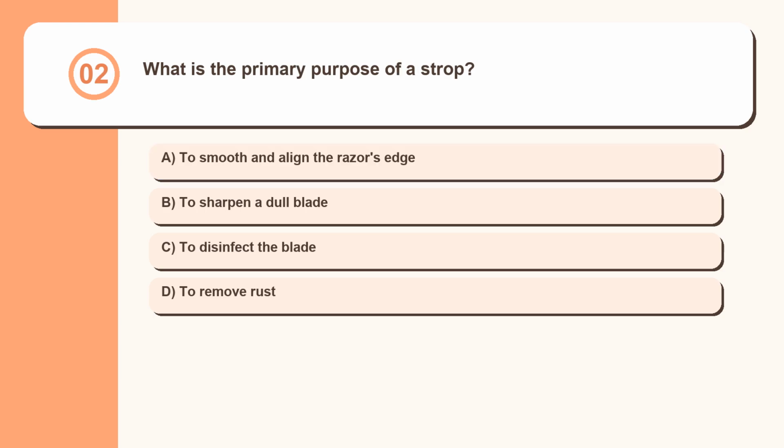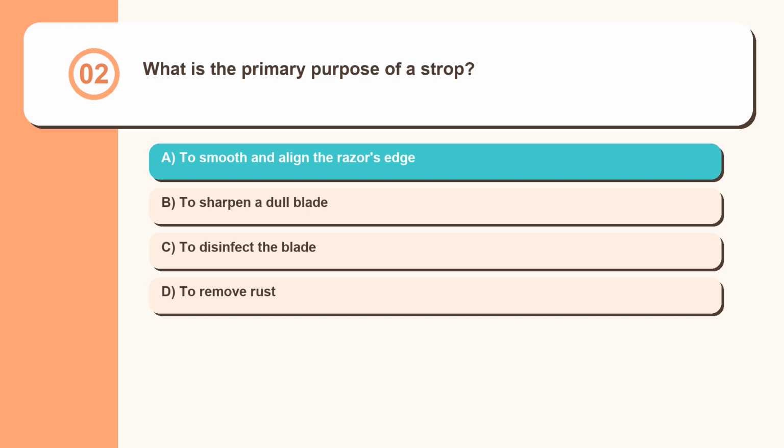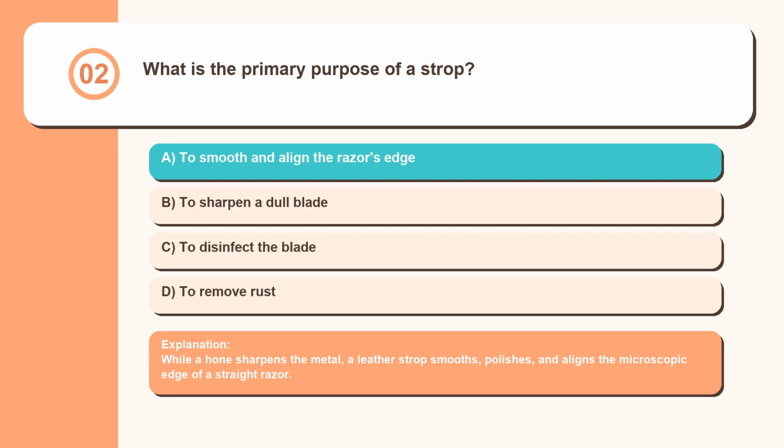Question 2. What is the primary purpose of a strop? To smooth and align the razor's edge, to sharpen a dull blade, to disinfect the blade, to remove rust. While a hone sharpens the metal, a leather strop smooths, polishes, and aligns the microscopic edge of a straight razor.